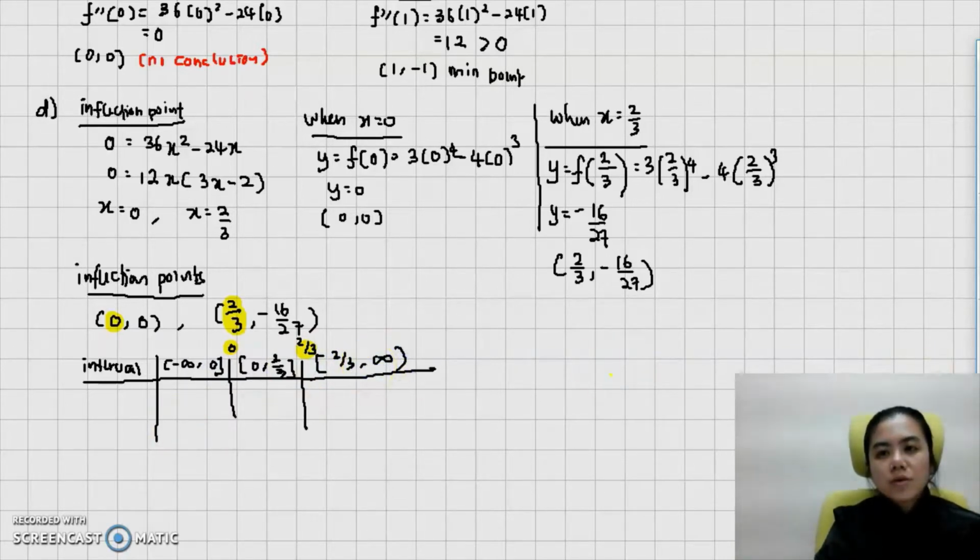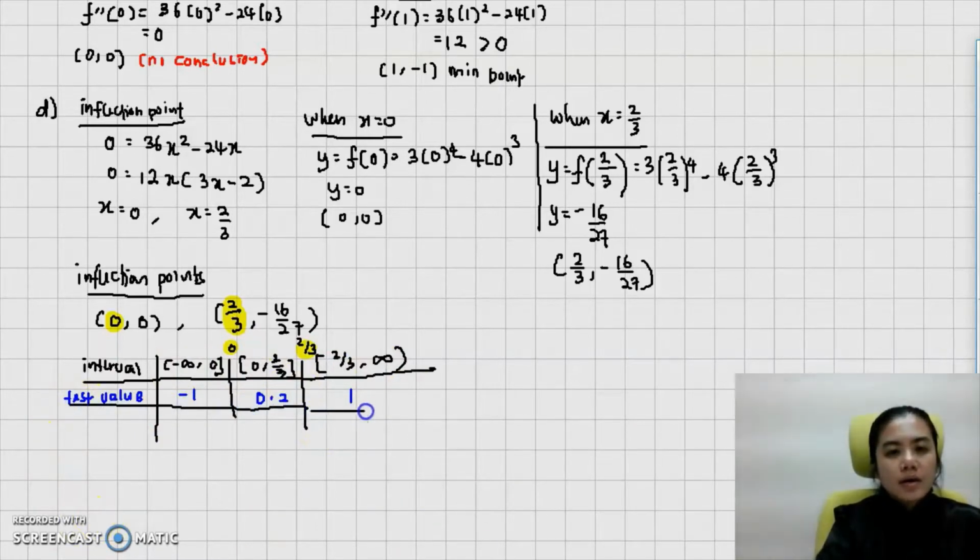Try to put in some values to test. For this interval, I pick -1. For this, I pick 0.2. For this, I pick 1. You can pick anything in those ranges. Same thing, I'm going to test for the sign. We're going to look for the sign of f double prime. If we're talking about concavity, we're going to use f double prime.